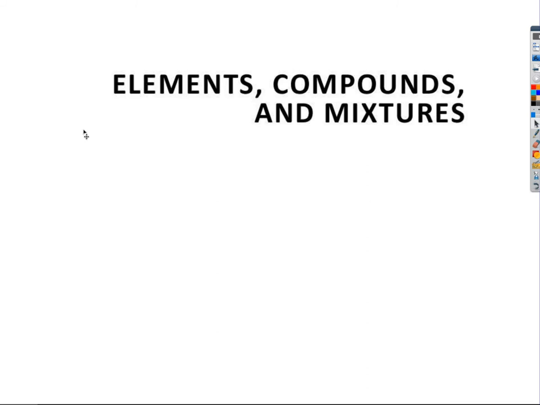Okay, the fourth unit we covered was elements, compounds, mixtures, so we worked on comparing and contrasting those three things. We also looked at how to separate them, so there were 4 methods of separation.